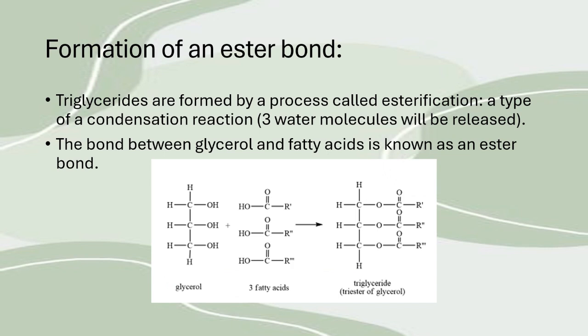So now, looking at formation of an ester bond. Just a quick throwback to a previous video, the bond between 2 glucose molecules in a carbohydrate chain would be glycosidic bonds. So similarly, the bond between glycerol and the 3 fatty acids involved is an ester bond. So that is what we're going to be looking at right now. Triglycerides are formed by a process called esterification, which is a type of condensation reaction. And like I had said earlier, 3 water molecules are released at the end of this. The bond between glycerol and fatty acids is known as an ester bond.